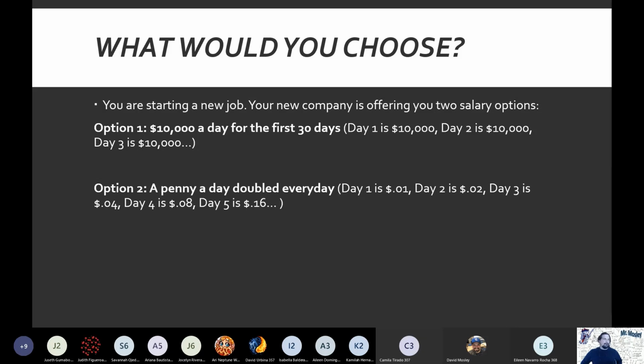All right. So that's the scenario. Which option would you choose? Please type your responses in the chat. Would you choose option 1 or would you choose option 2?